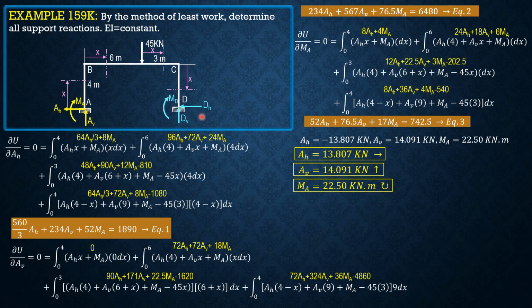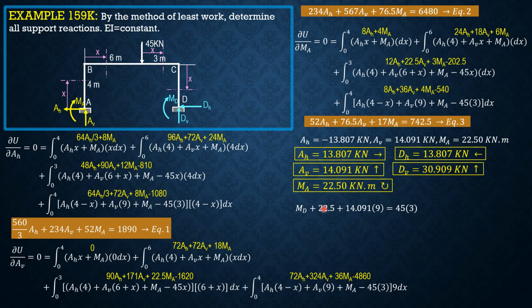And from there we can solve DH. So DH is to the left, 13.827 leftward. DV is 45 minus 14.091, so that would be DV 30.909 kilonewtons upward. Then summation moment about D equals 0. So MD plus MA, which is 22.5, then plus AV, which is 14.091 times 9, equals 45 times 3. So MD is negative 14.319 kilonewton meter. So therefore it is counterclockwise, or it is positive.